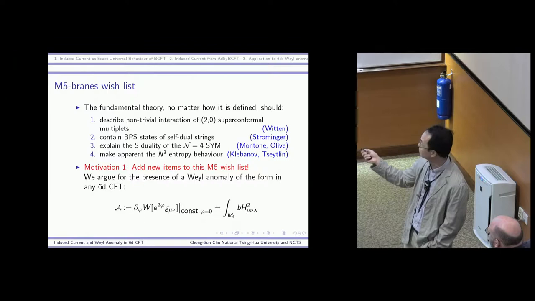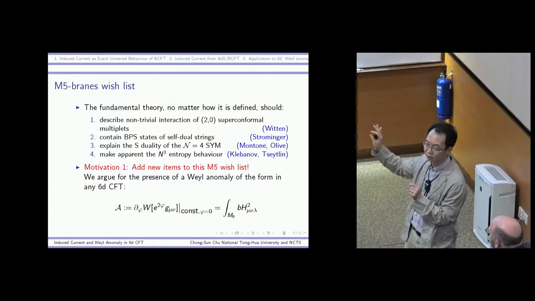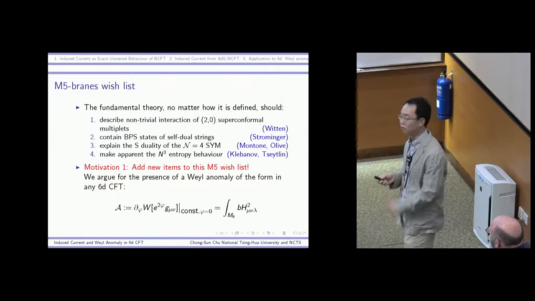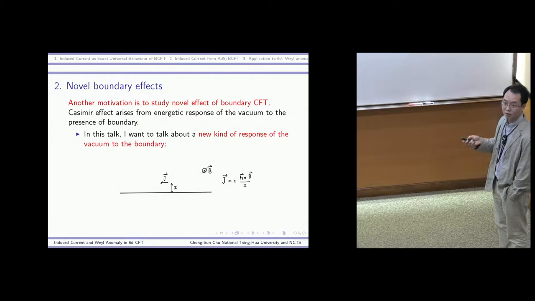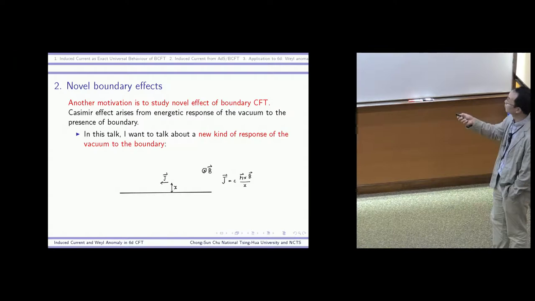It turns out there's a relation between the anomaly and the current. The current we can derive from AdS/BCFT. The anomaly has to be solved in terms of this relation. So we will see that. I'm talking about this effect of the current. This current can be derived from the quantum properties of the vacuum. It turns out we can derive it by relating this phenomenon to the Weyl anomaly.